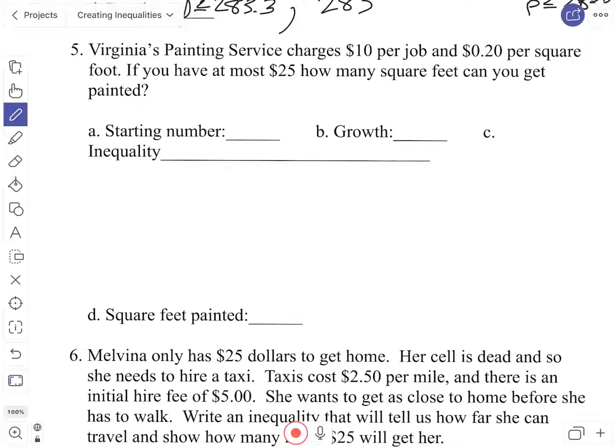Virginia's painting service charges $10 per job and 20 cents per square foot. If you have at most $25, how many square feet can you get painted? So 10 just for having the job.